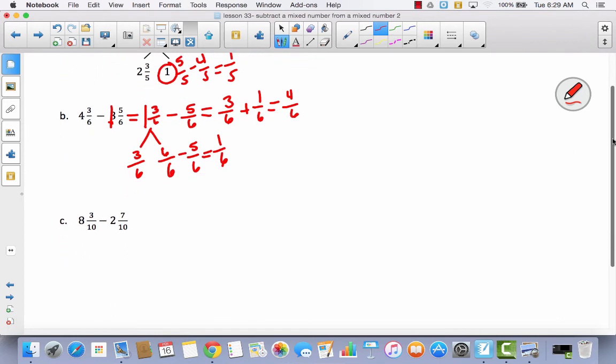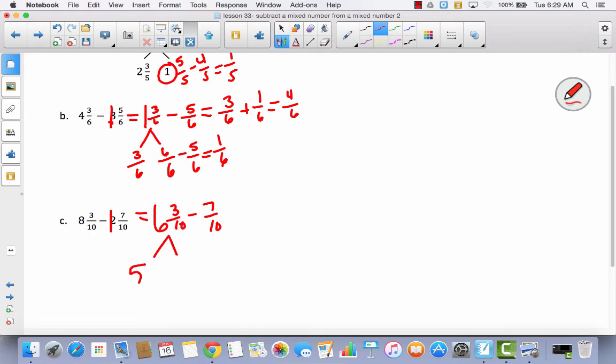All right, so I'm going to subtract my whole number. 8 minus 2 is 6 and 3/10. Okay, so I just took away the 10. Now I have to take away 7/10. So I'm going to decompose this. I'm going to take 1 out.